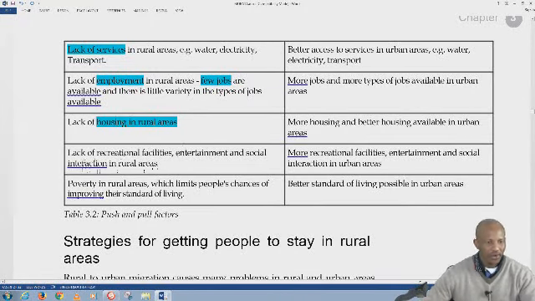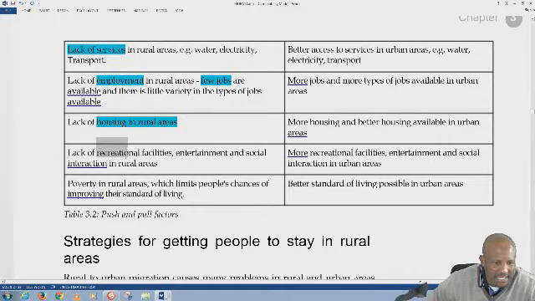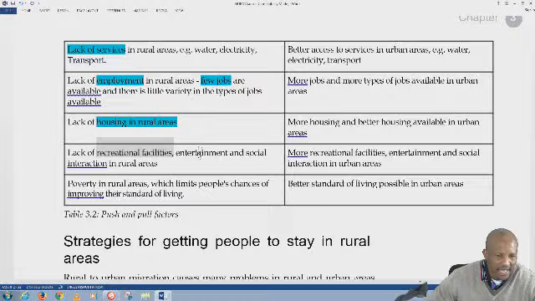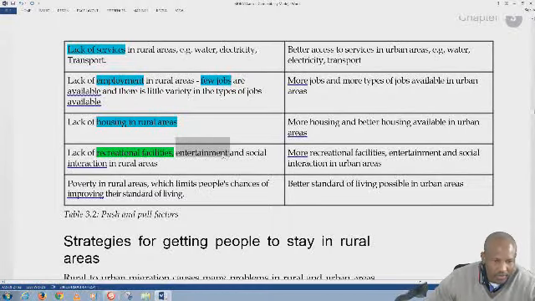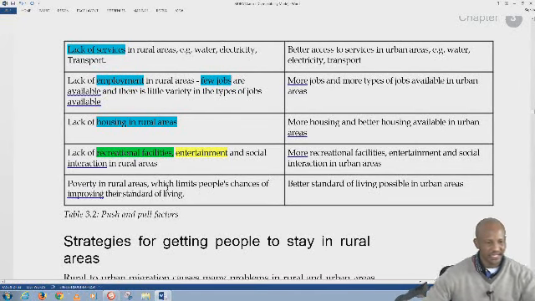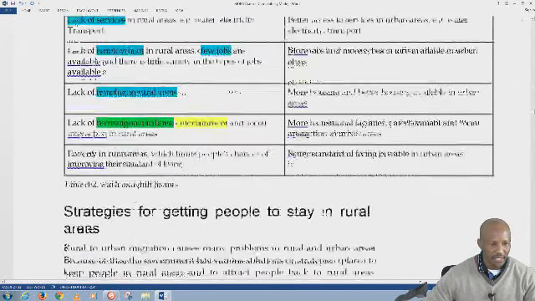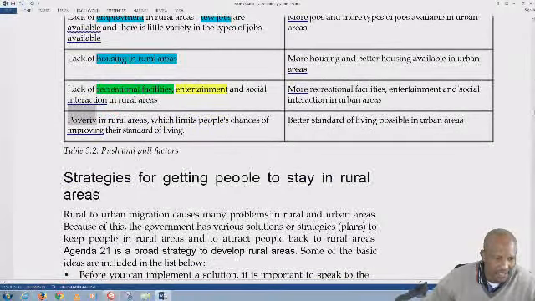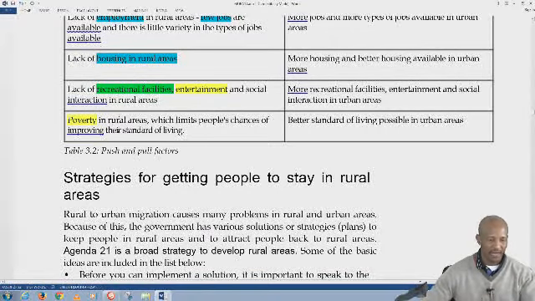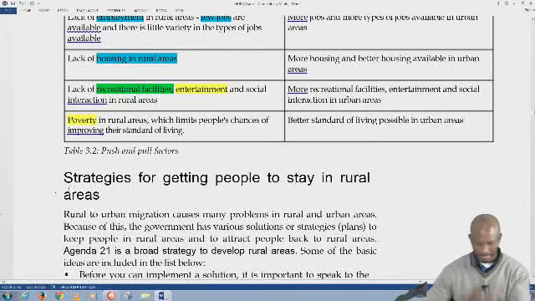And then also lack of recreational facilities together with your entertainment. Recreational facilities together with your entertainment will also be another factor that will be causing you to leave. And you also have poverty. That is a major cause also that will limit people's chances of improving.